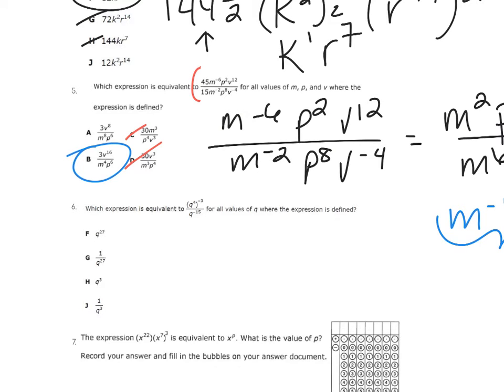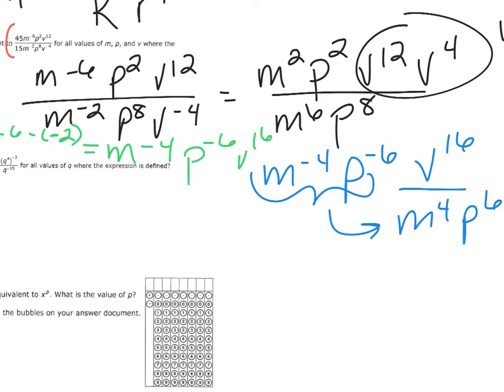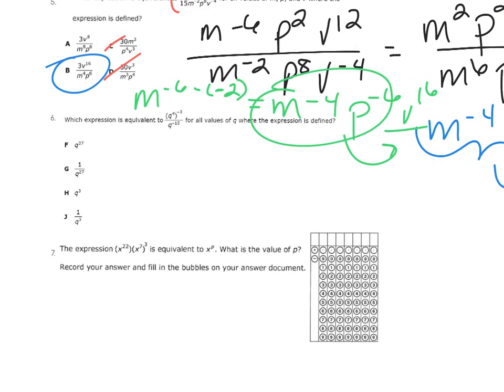Okay, the other thing you do is, if you subtract these, so you have m to the negative 6 minus negative 2, which is negative 6 plus 2, which gives you m to the negative 4. So you could do it that way as well. Okay, and then 2 minus 8 is negative 6, and 12 minus negative 4 is positive 16. And then you do what I just did over here. You know, these two, again, are negative, so they end up in the denominator.